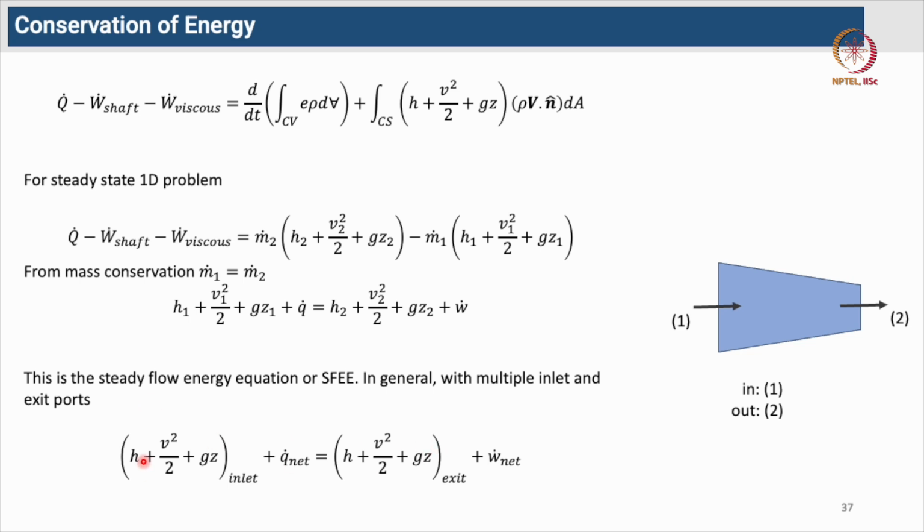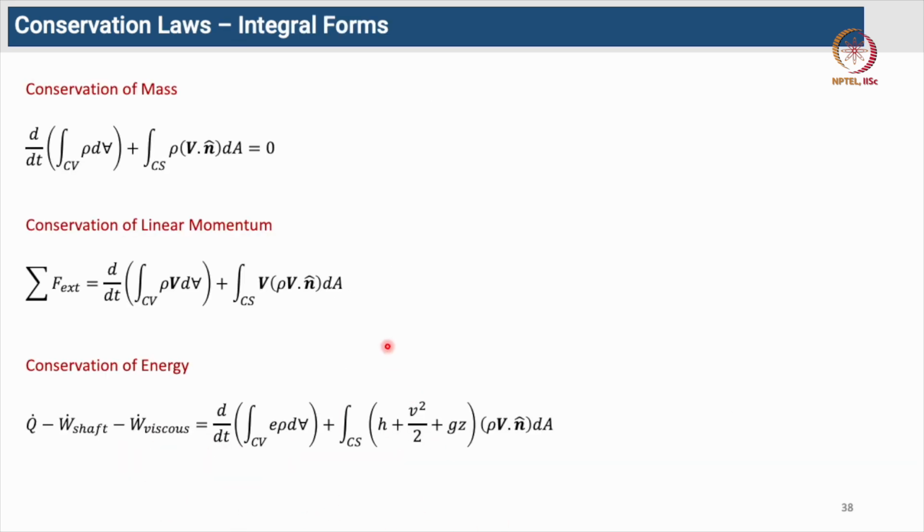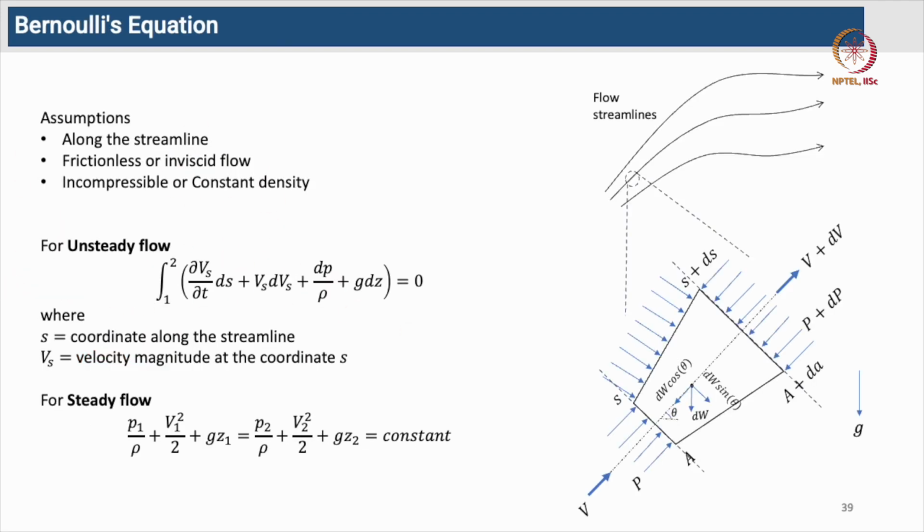In general, multiple inlets are there. Then you have to do the summations. Okay, so then these are the conservation laws in integral forms. This is what you need to know. Okay, so this is the F equal to ma basically. So all of them share that general form which involves beta.